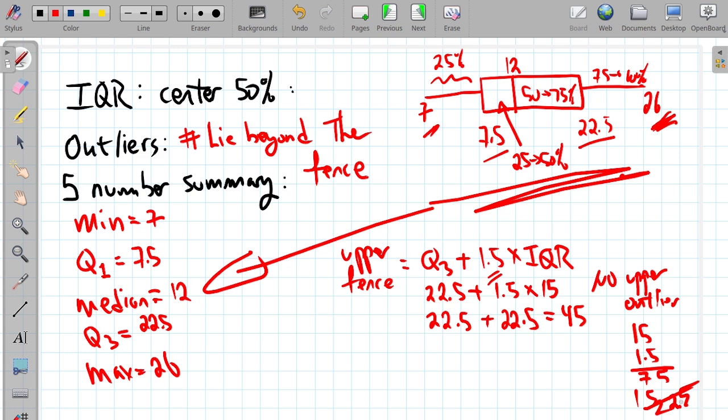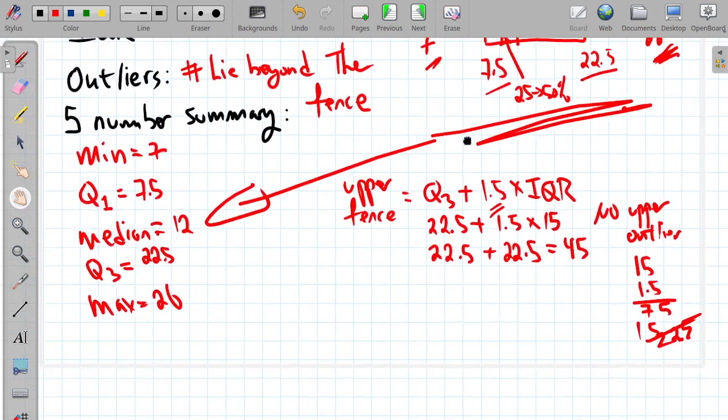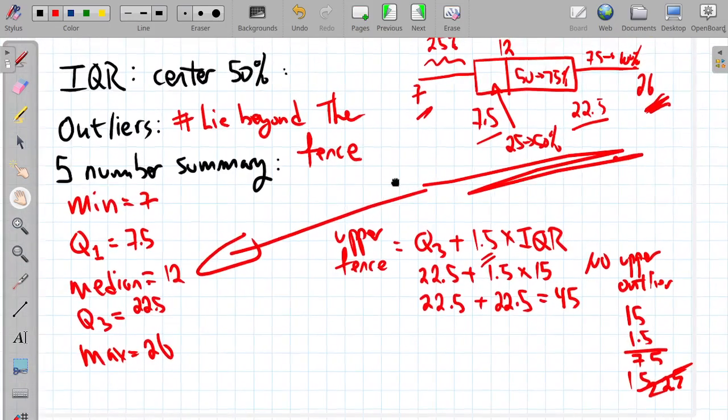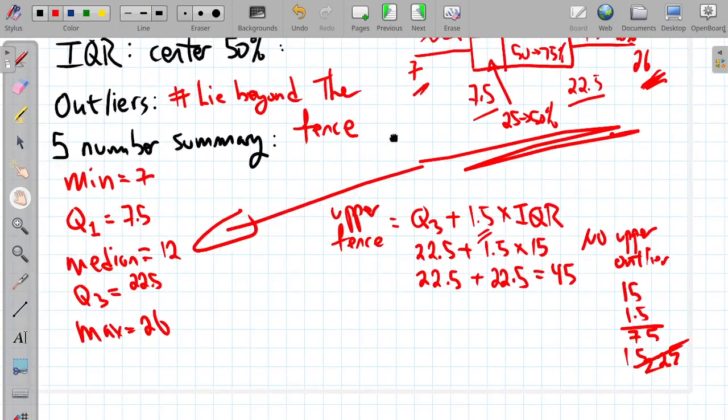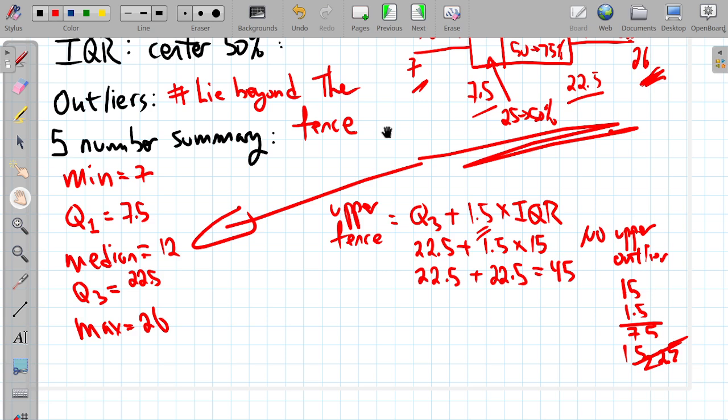All right, let's do the lower fence now and see what we get. We need a little bit of wiggle room, though. Let's give that a little bump. What was the lower bound on that thing? It was 7.5, yeah. Pretty sure there's no lower outlier either, but we'll do this to be complete.